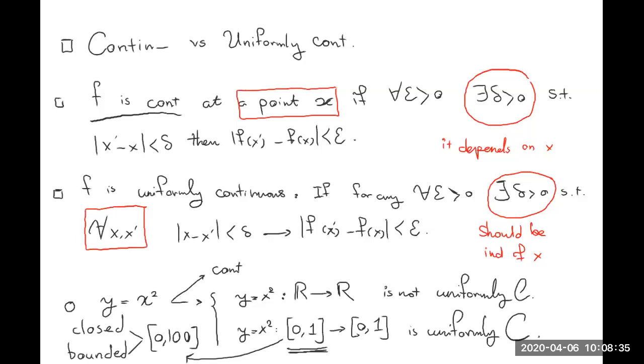Okay, so is there any question up to this point about the definition of continuity and uniformly continuous functions, and the fact that y equals x squared is continuous but not uniformly continuous? But if we restrict the domain to a closed bounded interval, it becomes uniformly continuous. Do you have any question up to this point? Okay, so let's continue.